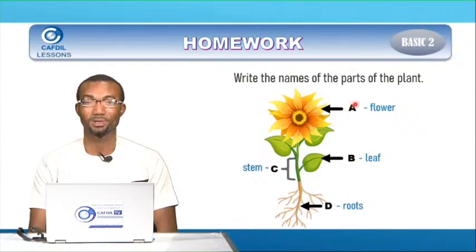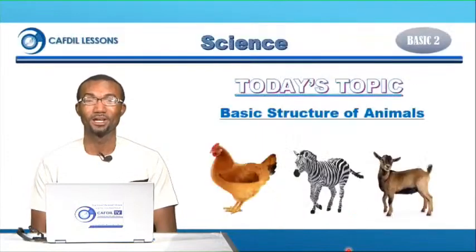So the parts of a plant are flower, leaf or leaves, stem, and then roots. So Kate, I believe you had the answers right. I trust you. So let's move to today's topic on basic structure of animals.